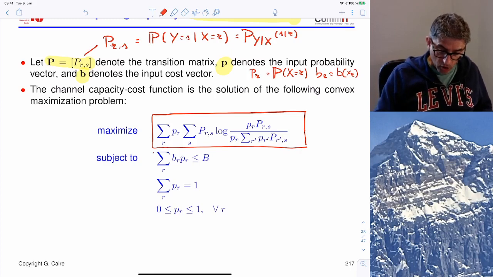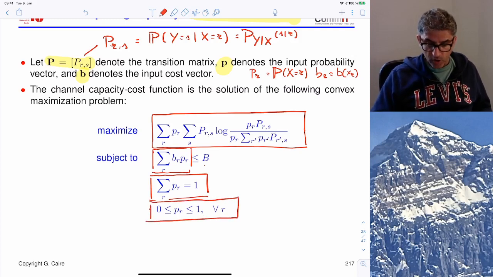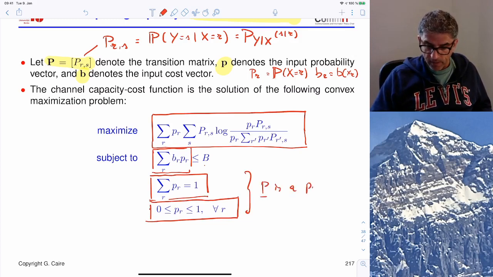The average cost is simply this, summing over all input letters of probability times cost, must be less than or equal to B. This is a constraint that says the vector P must sum to 1, and its components are from 0 to 1, so these two mean P is a probability vector. Okay? This is the cost constraint.